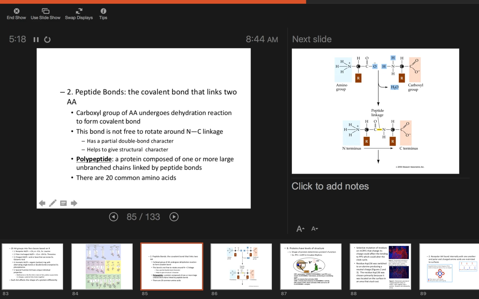Now, when you have many amino acids linked together, you have formed a polypeptide. It's very similar to a polymer, because a polymer just means a large molecule, but this one gives you an idea of which macromolecule it belongs to. Peptide bonds are only found in proteins.